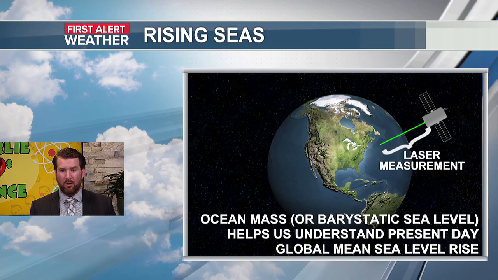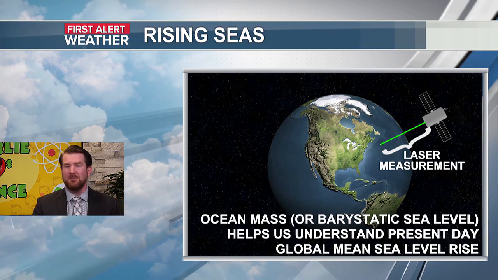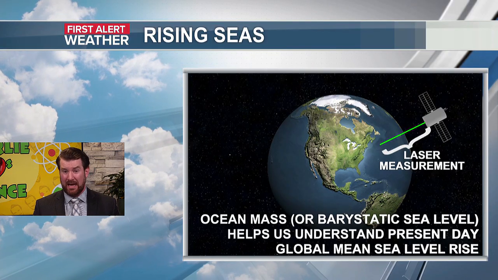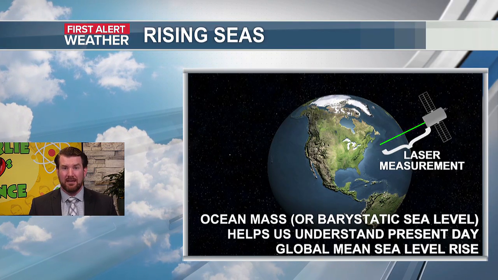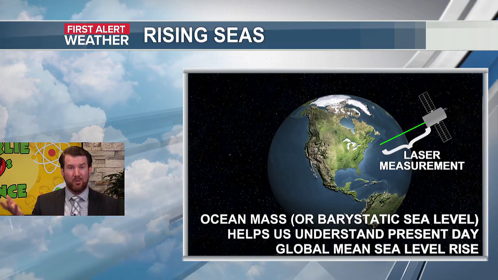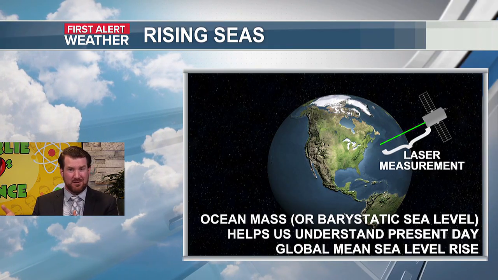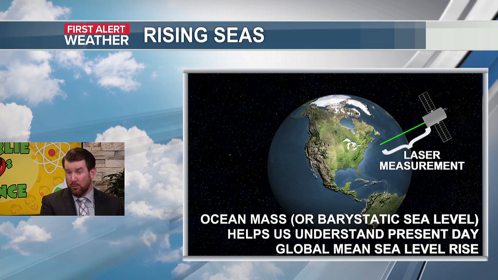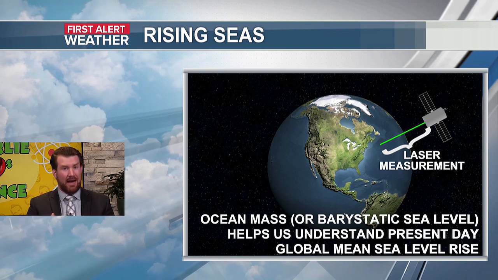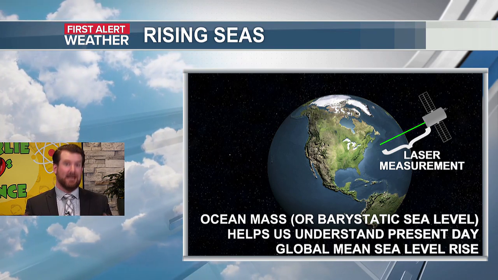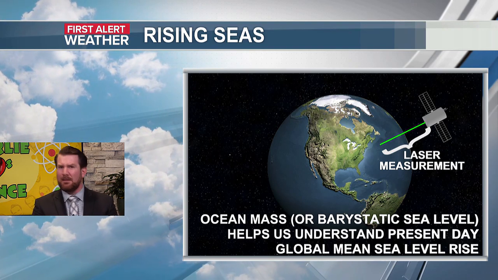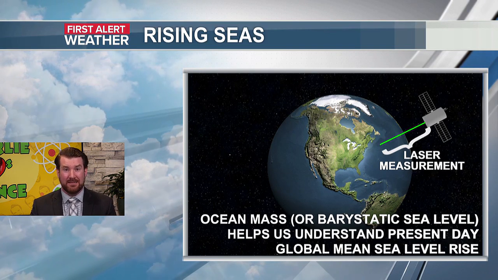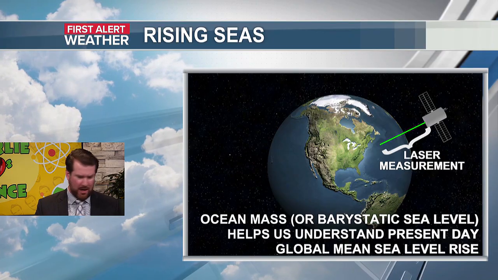Now, ocean mass, or barystatic sea level, helps us understand present-day global mean sea level rise. We again see that more ocean mass can give us an idea of how much mass we are losing off of our ice caps and our frozen stores of water on land and putting into the ocean. If we know that, we can subtract it and get an idea of how much thermal expansion is also going on. So we can get a better idea of exactly how the oceans are being impacted from global warming and climate change.